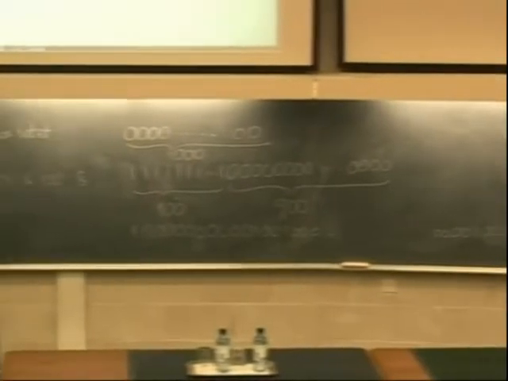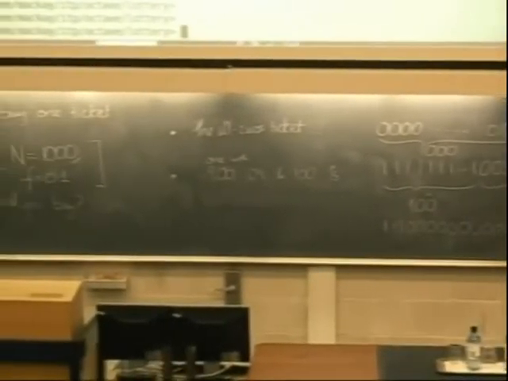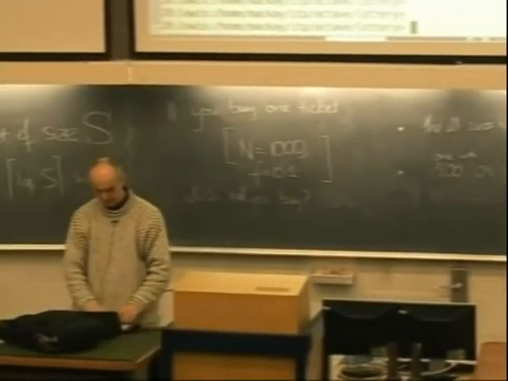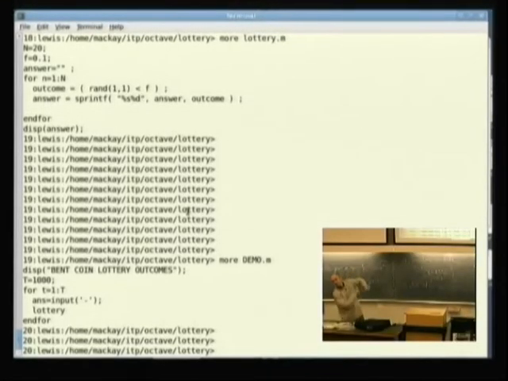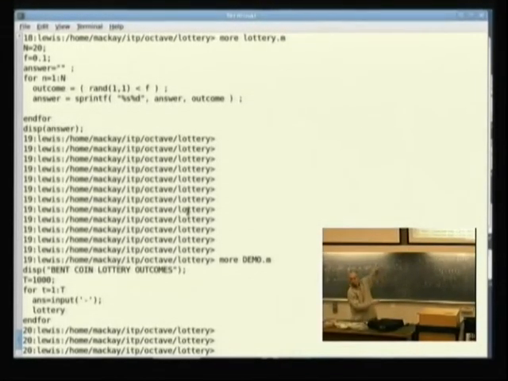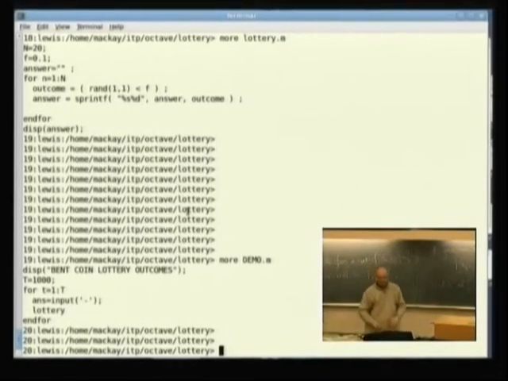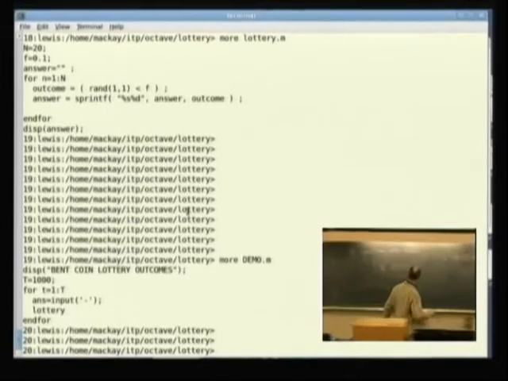So no more submarine. Here's the source code for running a lottery. You pick N, you set F, and you do a loop n times spitting out zeros and ones. Trust me, the code's right. And then we're going to run the lottery 1,000 times to see who wins.